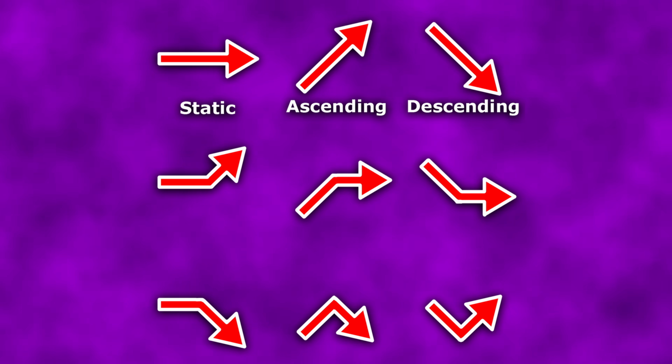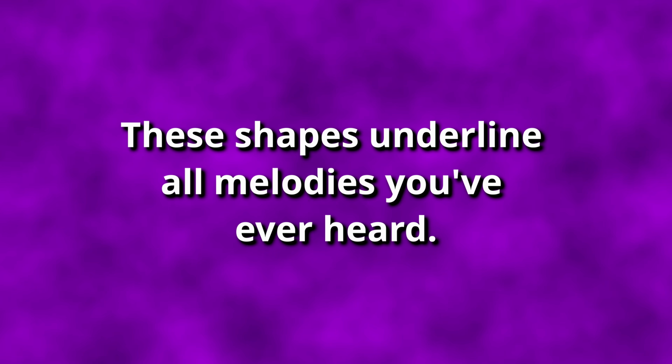So, you may be wondering what shapes I might be referring to. The simple answer is these 9 shapes here: static, ascending, descending, and the combination of those. These shapes underline all melodies you've ever heard. Some of them are easy to see, like this. It matches up to static pretty easily.